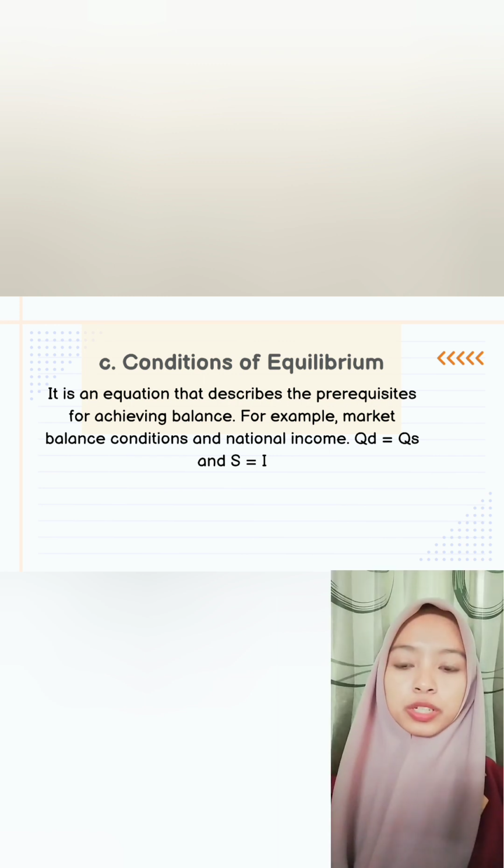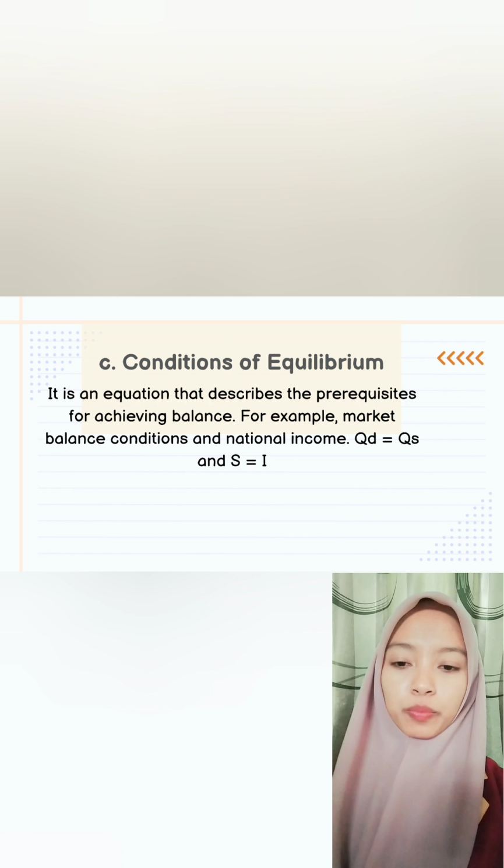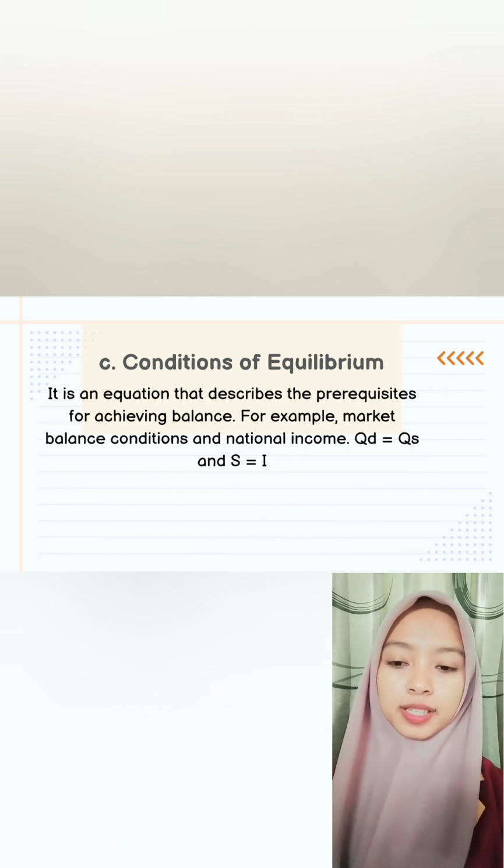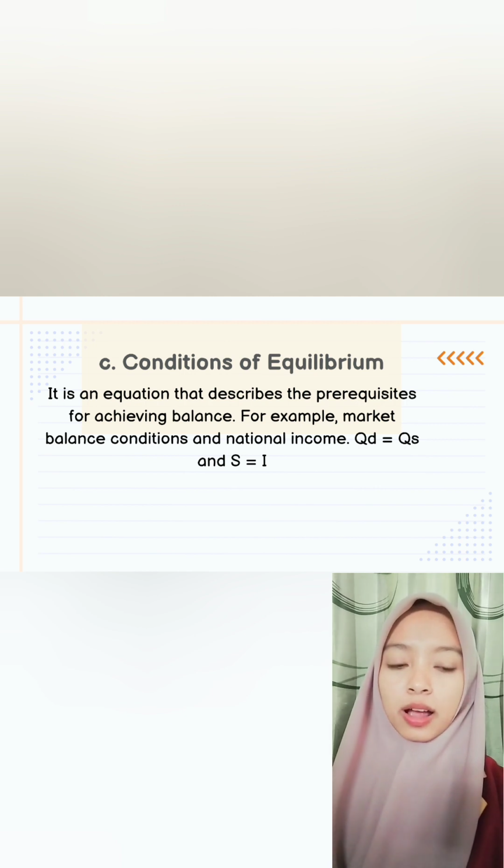C. Conditions of equilibrium. This is an equation that describes the prerequisites for achieving balance. For example, market balance conditions and national income: QD equals QS and S equals I.